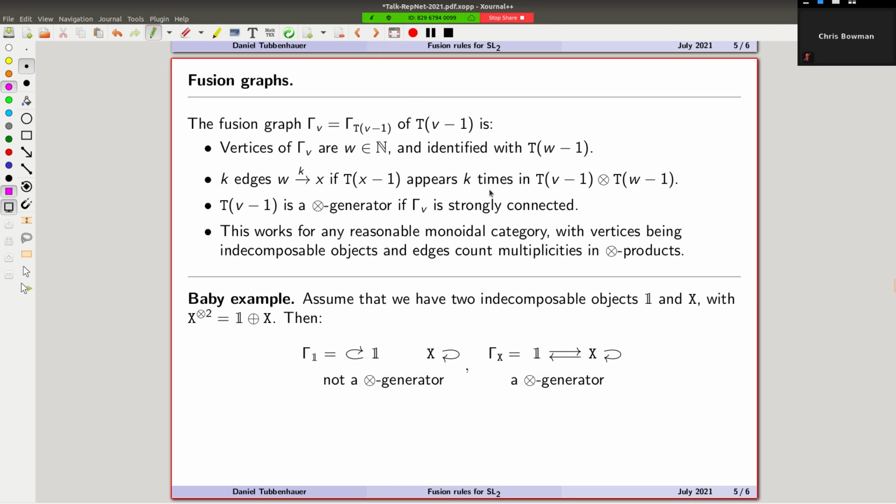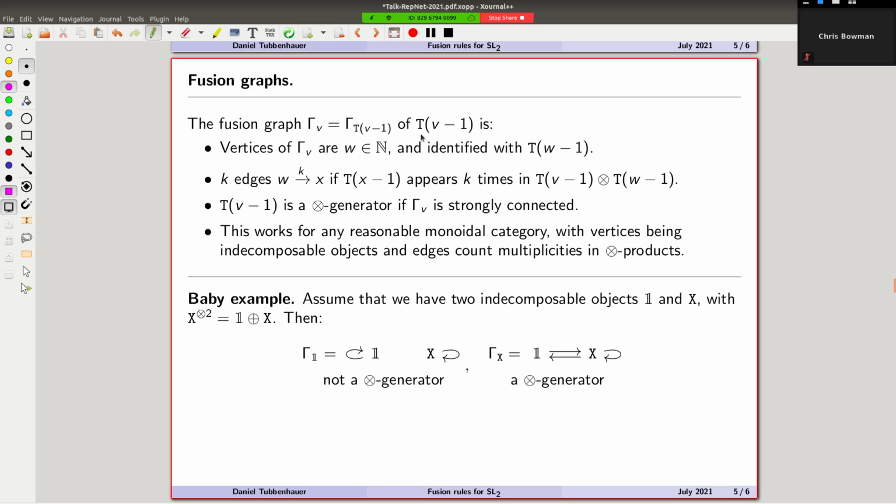Okay, and I will explain the answer in a graph because that's kind of the easiest way to do it. And just to get us all on the same page, I would like to write down a fusion graph, which is what people in finite group theory do all the time. So it works as follows.